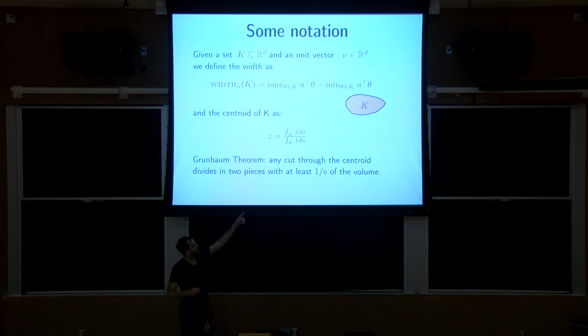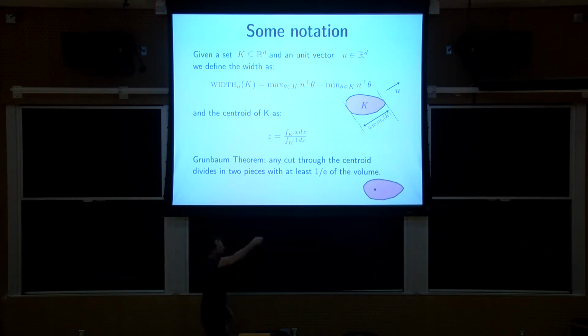Given a set and a direction, I'll call width pretty much how big it is, the uncertainty that I have. Also, given a convex shape, I define the centroid as just that integral. The centroid has this really nice property, given by Grunbaum's theorem: if I take any hyperplane through this point, the volume on each side will always be at least 1 over e. So it is a balanced sort of separator for whatever hyperplane I put here.